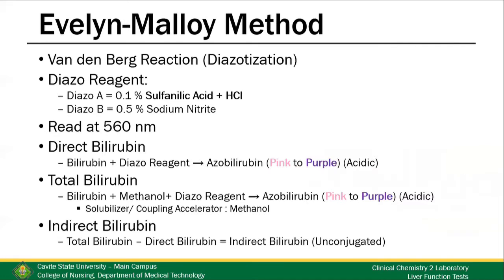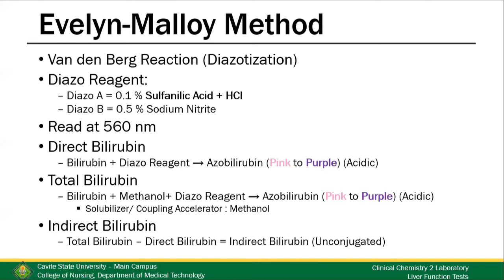So now, we will be discussing the Evelyn-Malloy method in the bilirubin assay. In the Evelyn-Malloy method, we use the van der Bergh reaction. We use diazo reagent. So, ano ba ang component ng diazo reagent? For diazo A, it is composed of 0.1% sulfanilic acid plus hydrochloric acid. For diazo B, it is composed of 0.5% sodium nitrite. So bilirubin and the diazo reagent form an azobilirubin complex which can be measured colorimetrically at 560 nanometers.